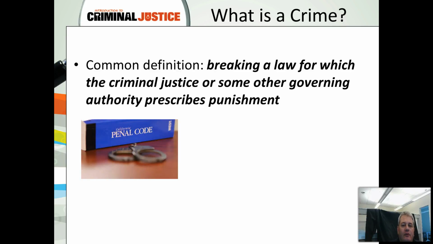The common definition of crime, as it says on the screen there, is breaking the law for which there's some kind of penalty, some kind of punishment involved. In California, we have a number of different codes. If you take criminal law, you'll study all the different codes. I've pictured the penal code here. We have the vehicle code, the health and safety code dealing with drugs, welfare and institutions dealing with children, business and professions dealing with sales of alcohol. We have a lot of different codes here in California, and there's usually a punishment prescribed for any kind of crime.